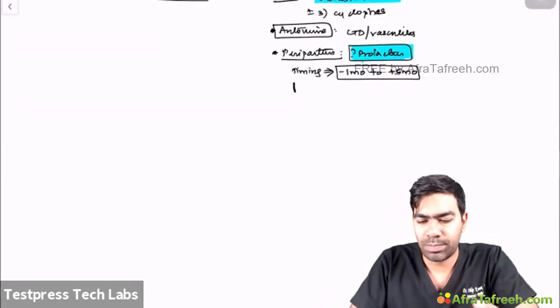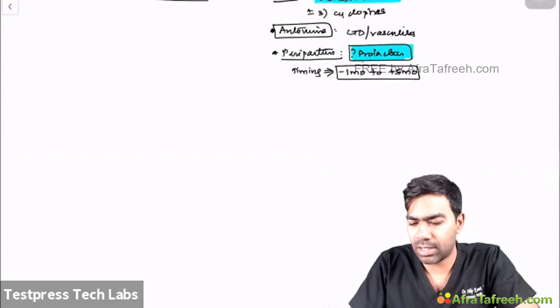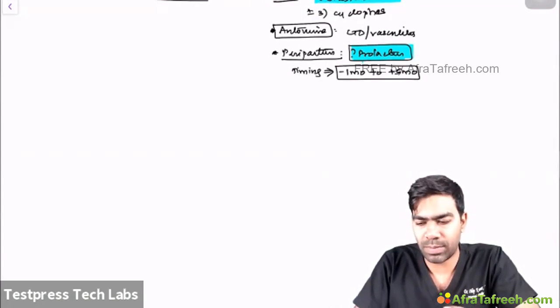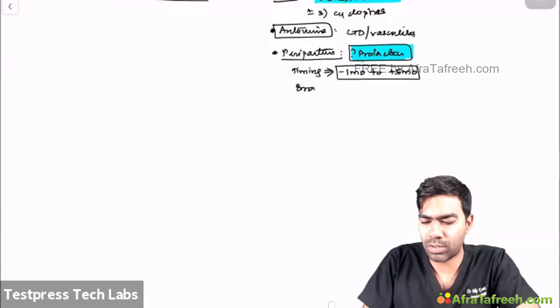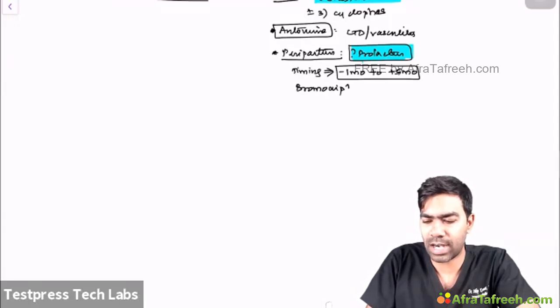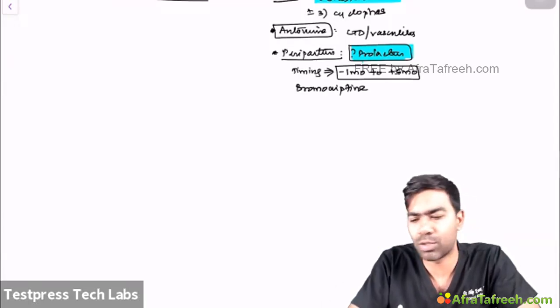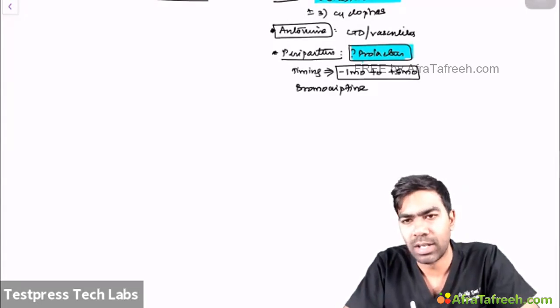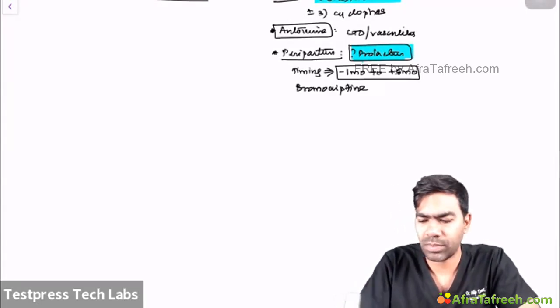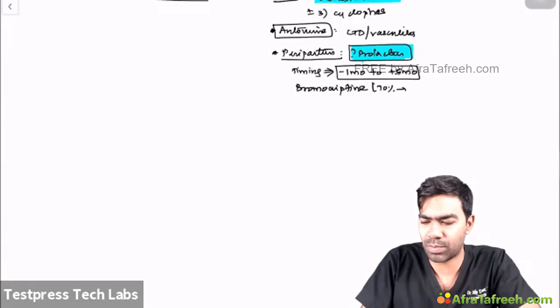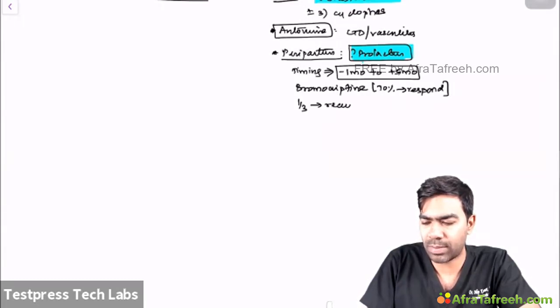And of course, because we think prolactin is a very important reason for development of peripartum cardiomyopathy, bromocriptine is one of the important treatments. Even though you give standard heart failure treatment, bromocriptine is supposed to be a very important treatment as far as PPCM is concerned, where 70% of the patients will respond to bromocriptine therapy. Remember, 1/3 of the patients can have recurrence in the next pregnancy.